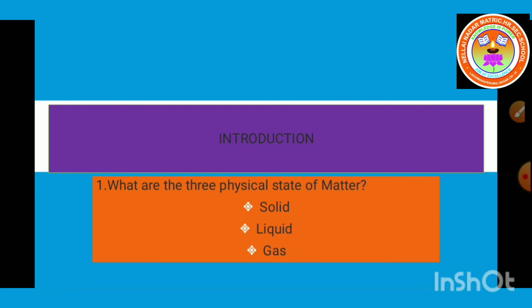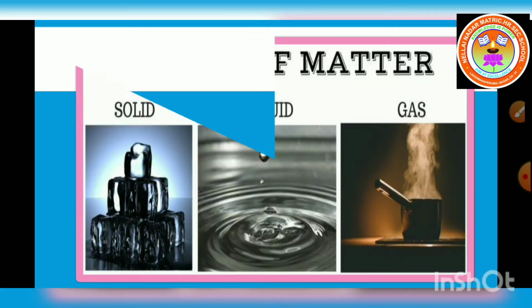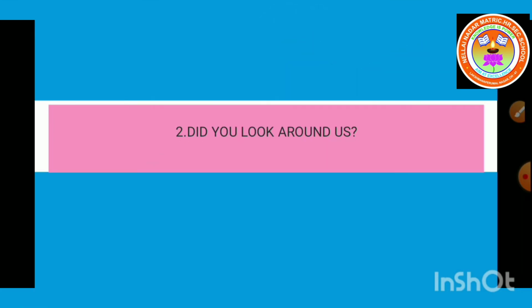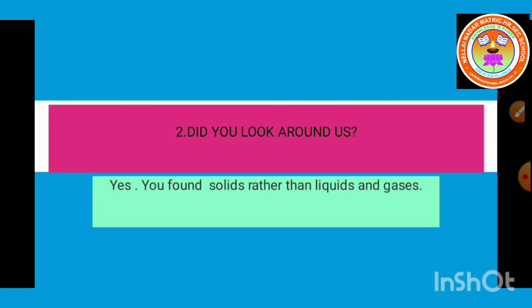First question: what are the three physical states of matter? One is solid, another is liquid, and another one is gas. See, these pictures indicate the states of matter. What is the second question? Did you look around us? Yes, you found solids rather than liquids and gases.